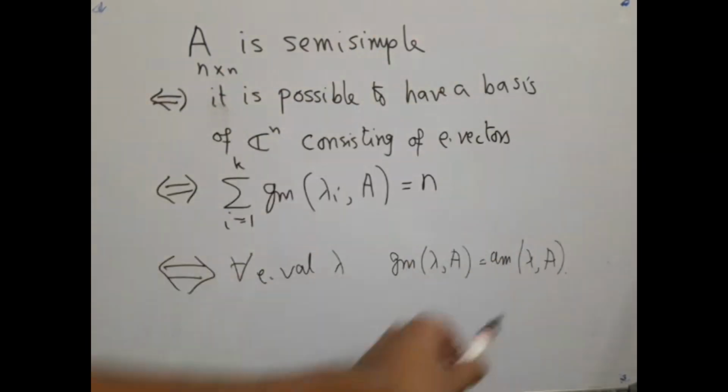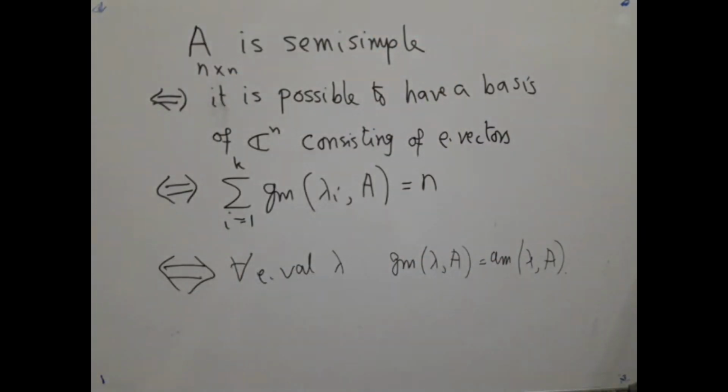So these things are of great importance, by which you can quickly recognize if some particular matrix is semisimple or not. Let's take some examples. Suppose you have some particular matrix for which you notice that the algebraic multiplicity of all its eigenvalues is equal to 1, for all eigenvalues.